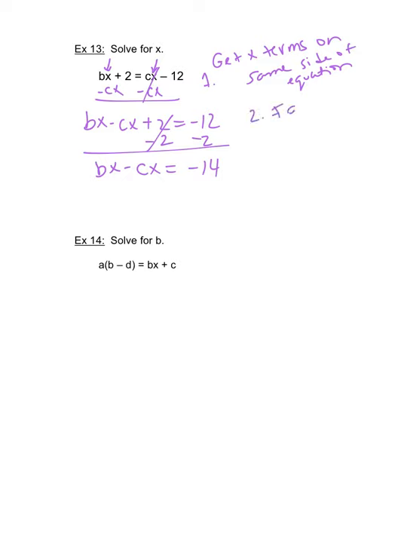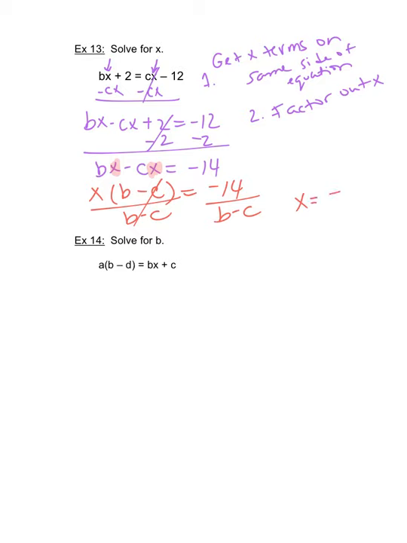So step 2 is factor out the x. And that's again because you have an x term here and here. You can't isolate it if it's in two places. So you take it and put it outside of parentheses like this. So x times b is bx, x times negative c is negative cx. And now you just divide. Divide by b minus c, divide by b minus c, x equals negative 14 over b minus c.